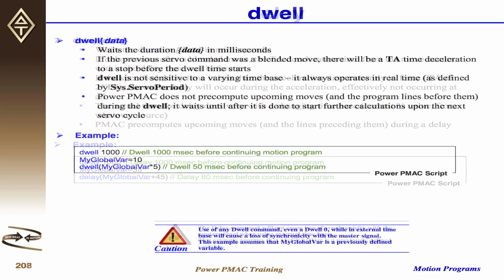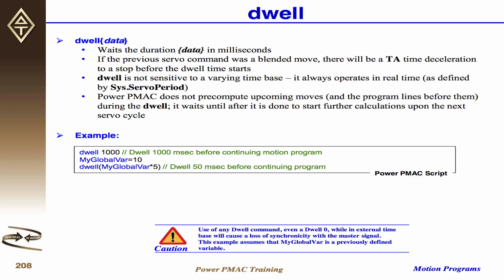If you don't want the wait period to scale with changing time base or to consider the deceleration time, you can use the dwell command. Dwell will wait the amount of milliseconds you specify in absolute real time, regardless of changing time base, and it does not consider the amount of time you decelerate into the command. So if you write dwell 1000, you will always dwell 1000 no matter what's going on. The downside is that you will lose synchronicity with the master signal if you're using time-based control, so consider that.